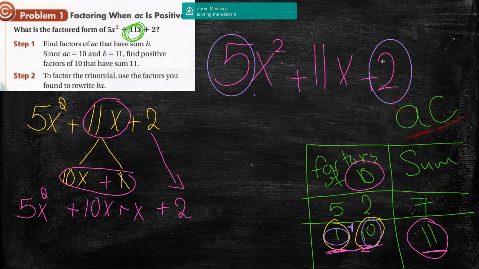Okay. So 11x is 10x plus x, because if you add 10 plus 1, you will get 11. So now let's rewrite it as 5x squared plus 10x plus x plus 2.